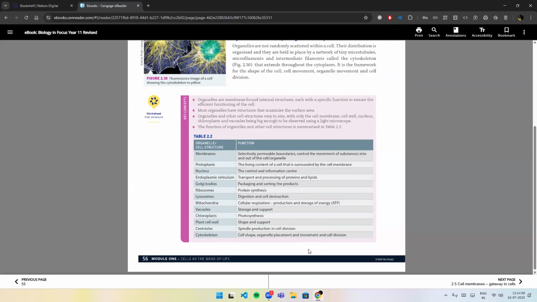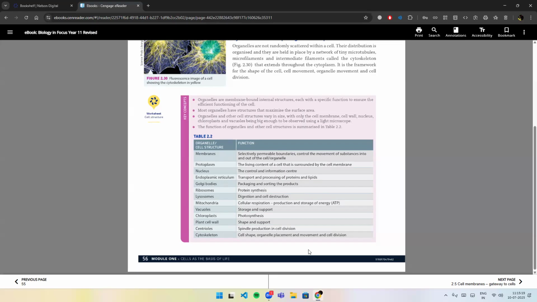Key concepts. Organelles are membrane-bound internal structures, each with a specific function to ensure the efficient functioning of the cell. Most organelles have structures that maximize the surface area. Organelles and cell structures vary in size, with only the cell membrane, cell wall, nucleus, chloroplast, and vacuoles being big enough to be observed using a light microscope. The function of organelles and other cell structures is summarized in Table 2.2.